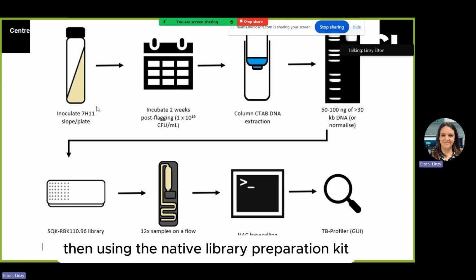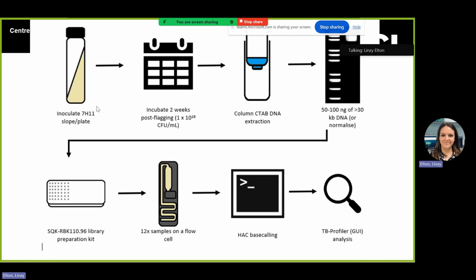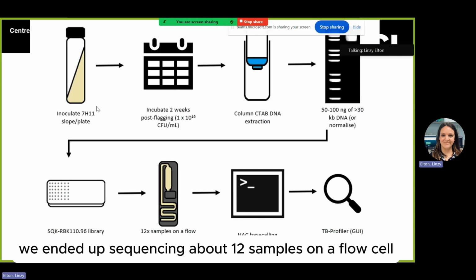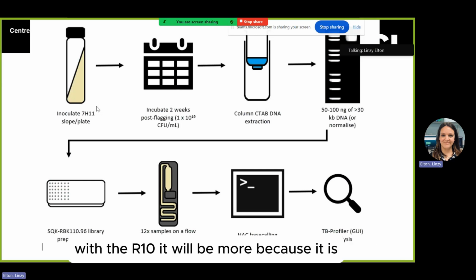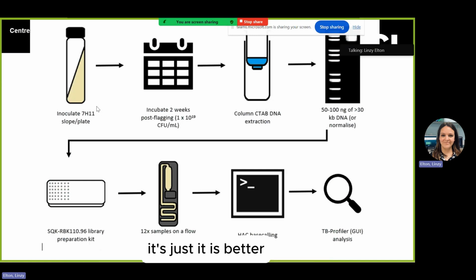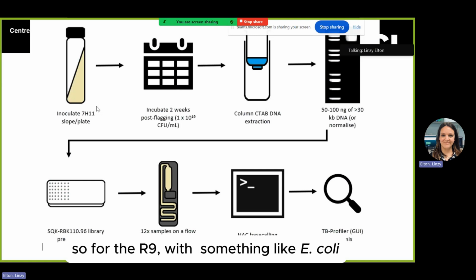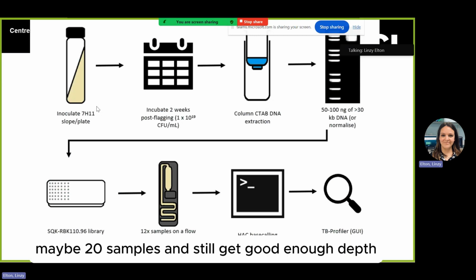Then using the native library preparation kit, we ended up sequencing about 12 samples on a flow cell. This again was the R9 version of the flow cell. With the R10, it will be more because it is better. So for the R9 with something like E. coli, we can run maybe 20 samples and still get good enough depth.